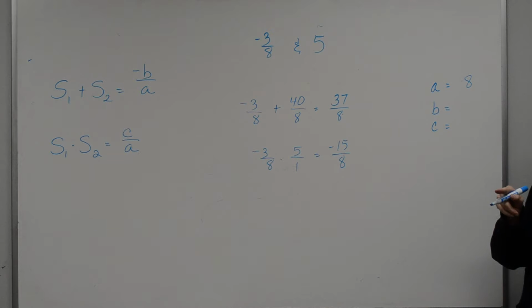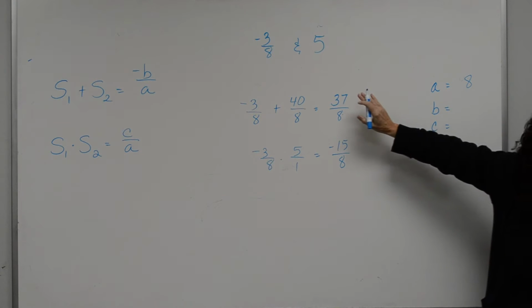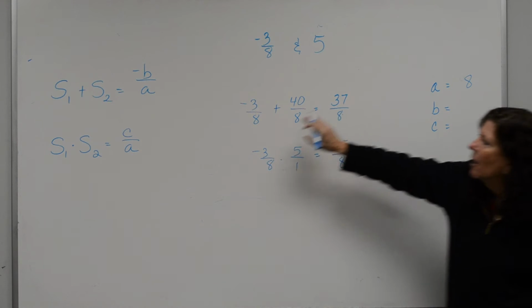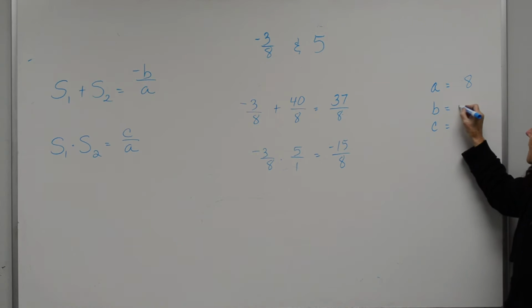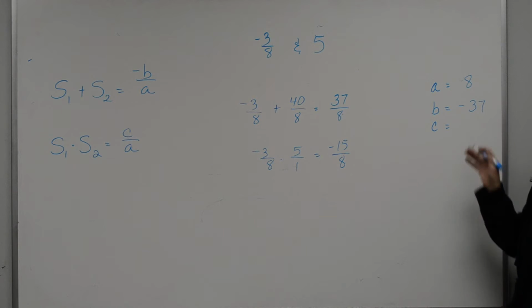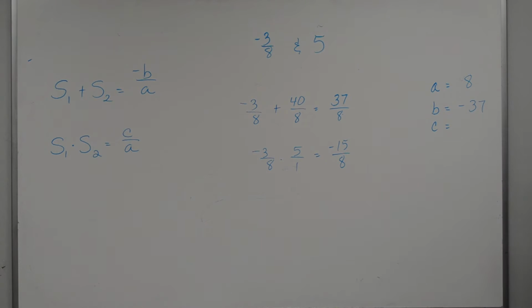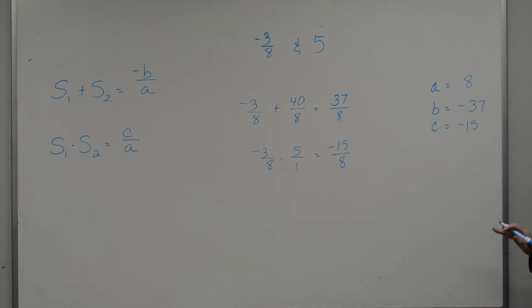Negative 37. Okay, that is the one spot where you can possibly mess up, because the B is going to be the opposite of what you have right there, because it says negative B. So I take the opposite, so that's a negative 37. What is my C? Negative 15. The A and the C stand exactly like they are. The B, you're always going to take the opposite of.